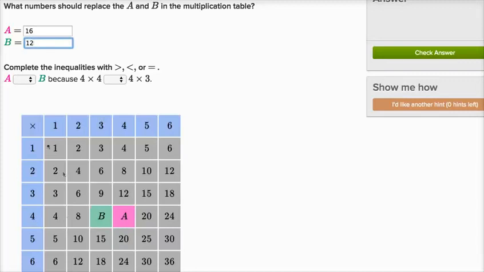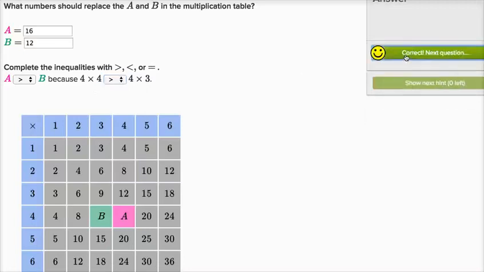3 is 12. Then they say complete the inequalities with the greater than, less than, or equal symbol. So a is greater than b. I always remember the greater than symbol because it is open to the number on the left. The number on the left is greater than, it's open to the larger number. A is greater than b because 4 times 4 is greater than 4 times 3. If you view 4 times 4 as 4 4s, and 4 times 3 as 3 4s, you have more 4s here. So hopefully that makes sense.